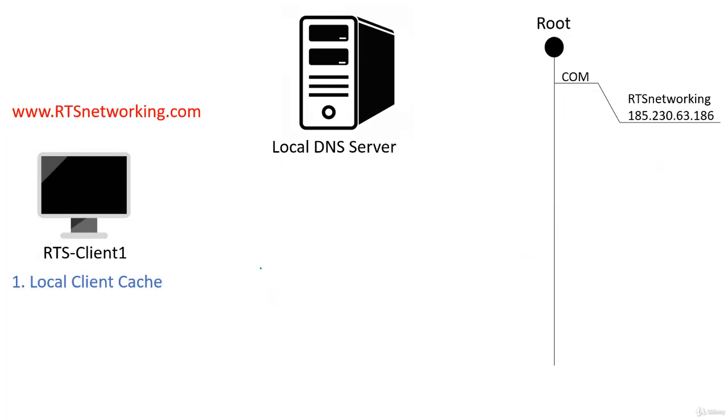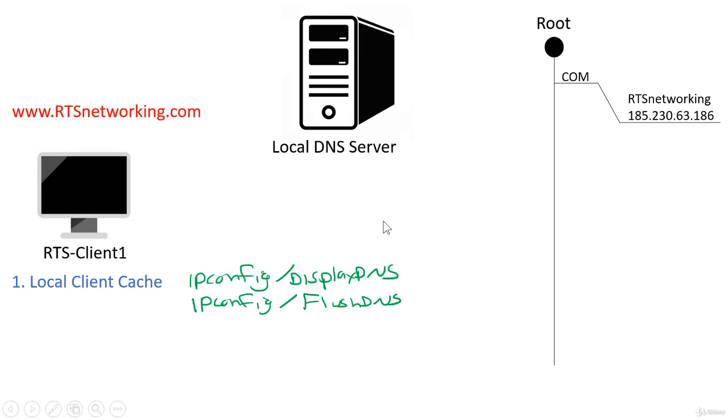The first thing that's checked when you query anything is the local client cache on your computer. The local cache is nothing but a list of names of things that you have recently resolved on your own machine. So if you go to rtsnetworking.com, it's going to temporarily be cached on your machine. Now, two commands you can use with this. ipconfig /displaydns will show you what's in the cache. And if you want to clear this cache, there is ipconfig /flushdns. Now let's switch back to the command prompt for a moment and we'll take a look at those.